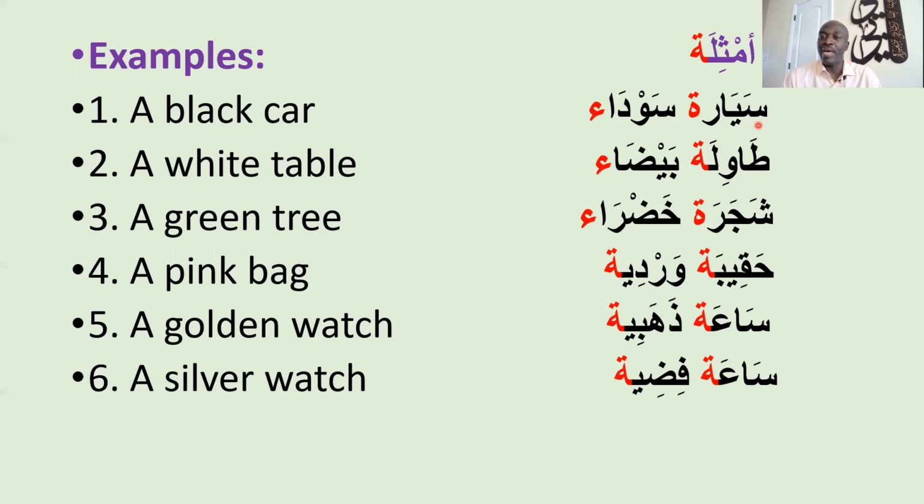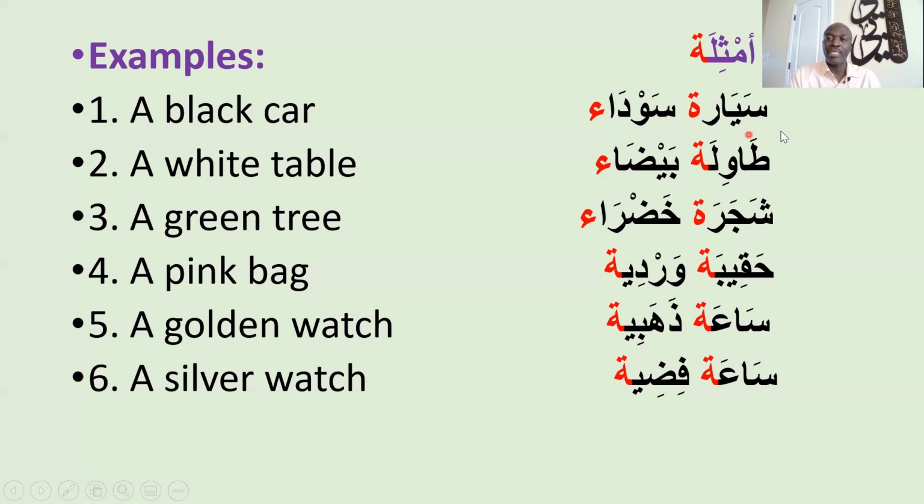In Arabic, nouns and adjectives are either feminine or masculine. So the table in Arabic is feminine, but I can address the table as a she. Kursi, which is a chair, is masculine, and I can address the chair, referring to the chair as a he, not as a she. So let's see here some examples to illustrate colors in their feminine forms.